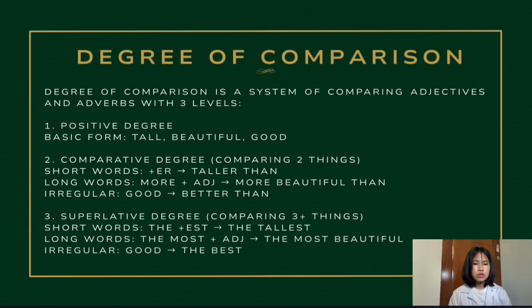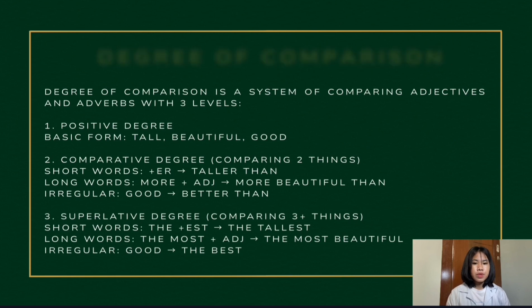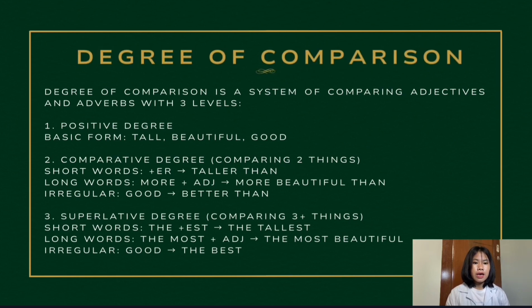Number 3 is superlative degree. Used to compare 3 or more things. We show the highest or most extreme level of something. For short words, add the plus est, and the example is the tallest. For long words, use the most plus adjective. The example is the most beautiful, and for irregular words, the example is good becomes the best.